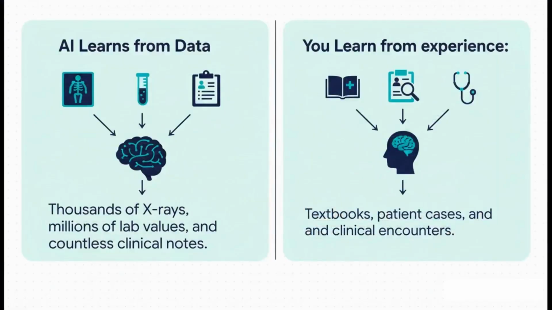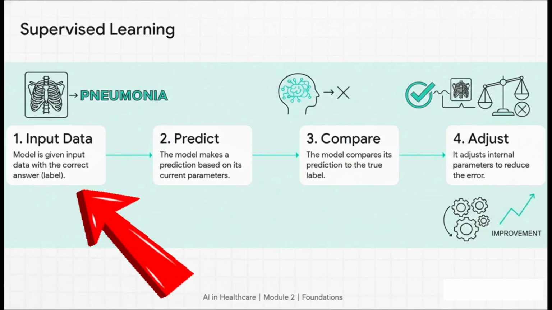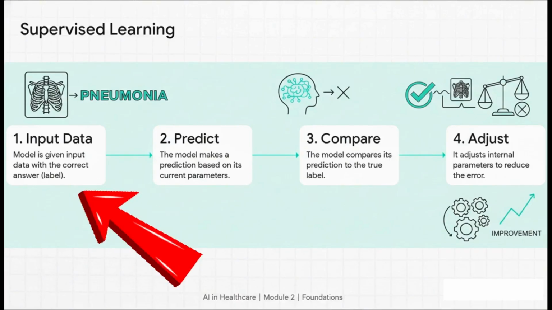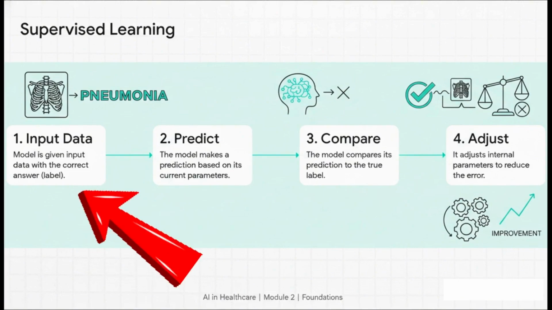It's all about pattern recognition, just on a scale we can barely imagine. Okay, so the most common way this happens is something called supervised learning. It's actually a pretty simple 4-step loop. Let's walk through it. Step 1, you feed the AI labeled data. So for example, you give it an x-ray that a top radiologist has already marked up as pneumonia.